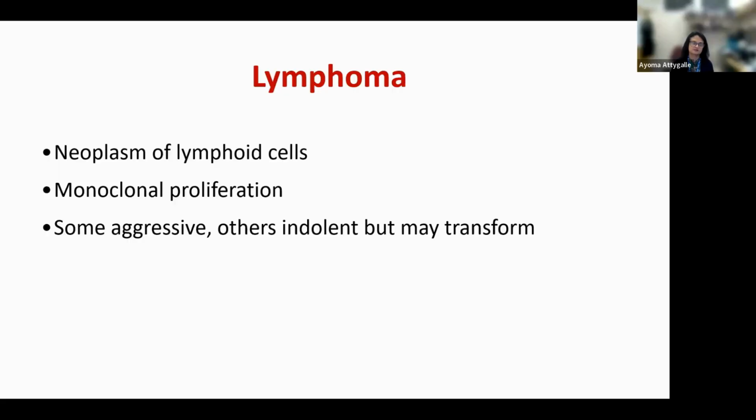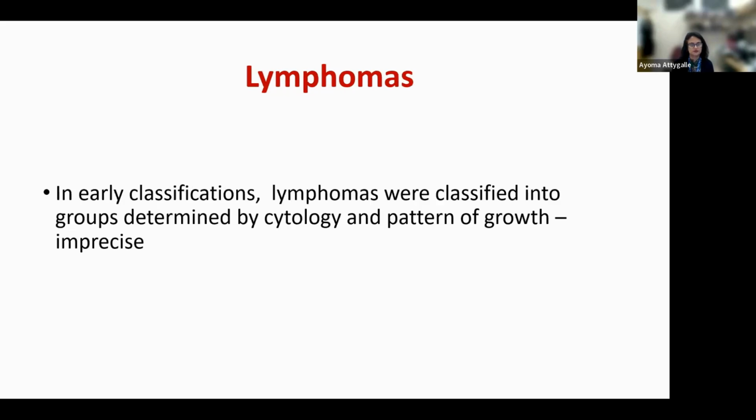Lymphoma is a neoplasm of lymphoid cells. It is a monoclonal proliferation. Some are aggressive, others are indolent, but may transform. If you go back in time, the very early classifications, because we had only histology, were classified into groups determined by cytology and pattern of growth, and we know today that this method is imprecise.